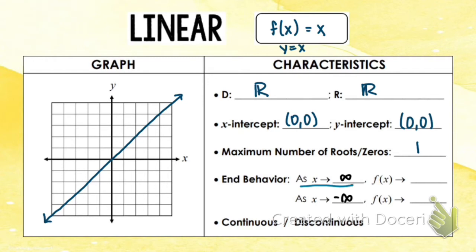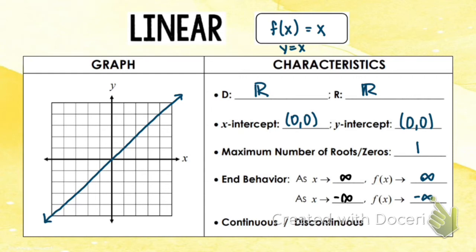So this says as x is approaching positive infinity. So that means as we go to the right, is y going up or down? It is going up. So that means it is approaching positive infinity. Now, as x approaches negative infinity, so as we go to the left, is y going up or down? It is going down. So that means it is approaching negative infinity.